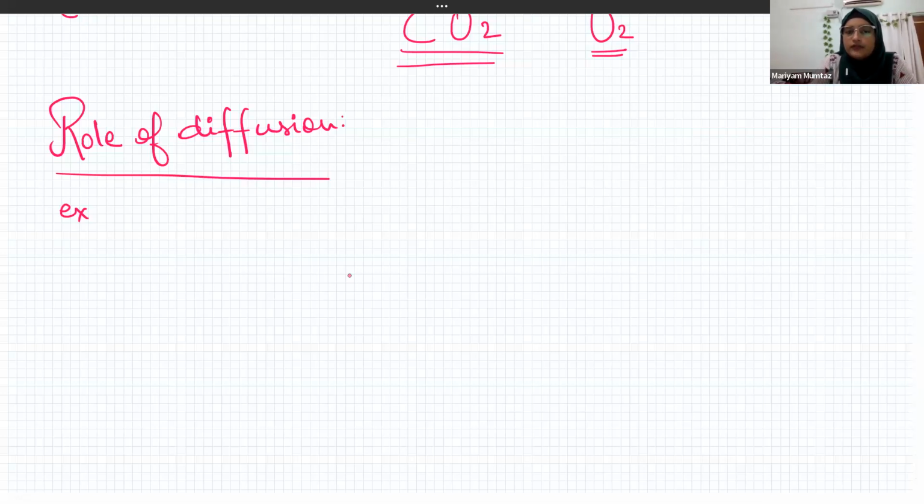Okay, so the role of diffusion is exchange of gases, right? As we saw about carbon dioxide and oxygen.